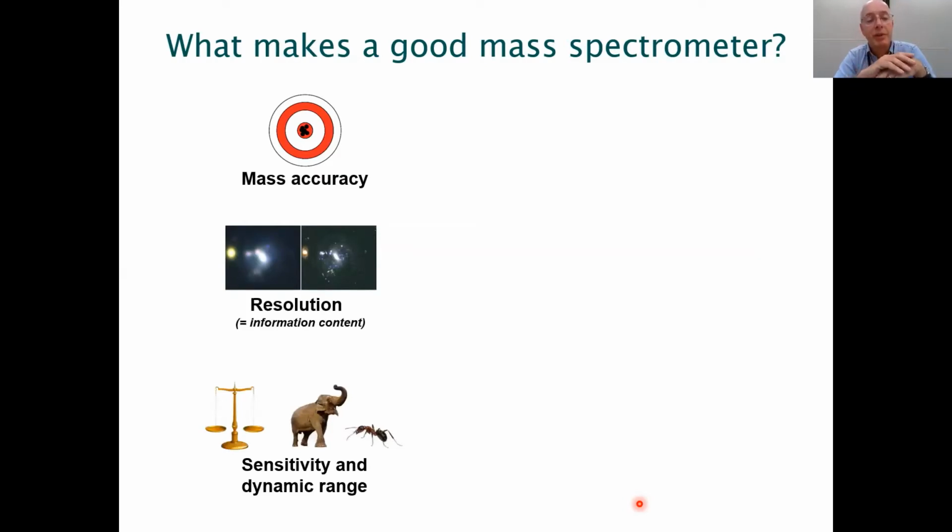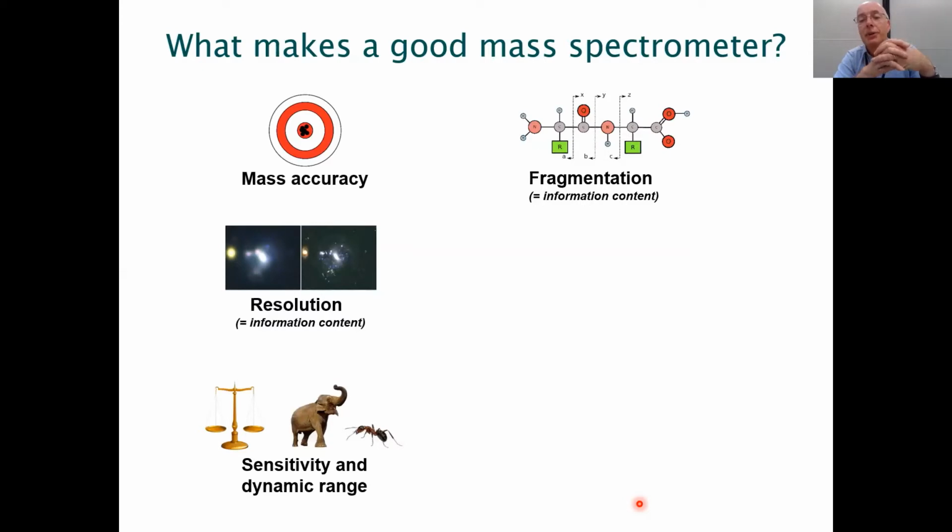Sensitivity is obviously going to be very important. The more sensitive your instrument is, the better. But related to sensitivity is the issue of dynamic range. It's particularly important in biological samples because we have species of interest which may be at very low abundance, mixed in with other species at extremely high abundance. So can your instrument operate over a very high dynamic range?